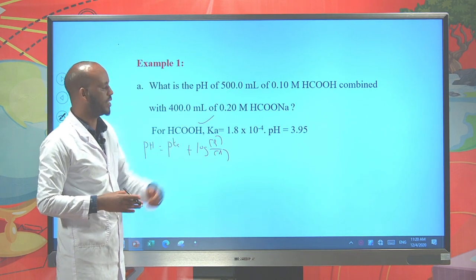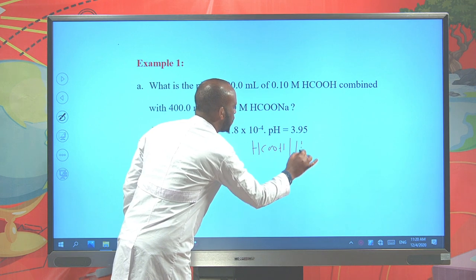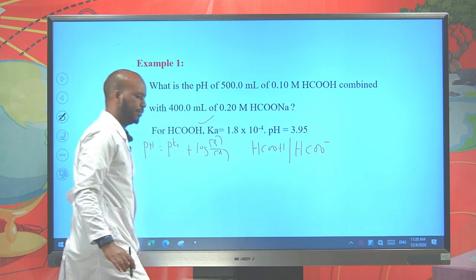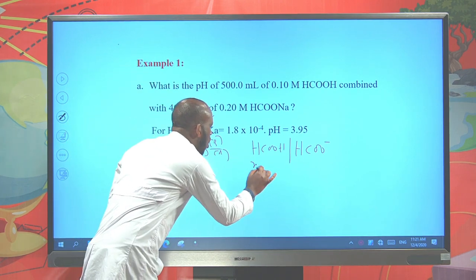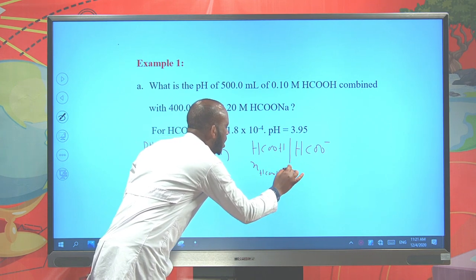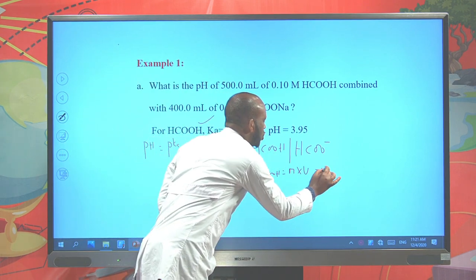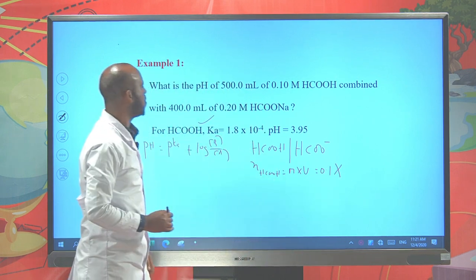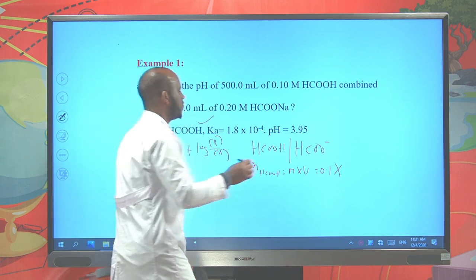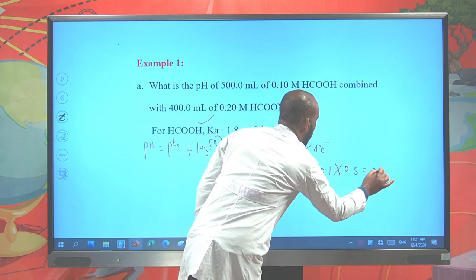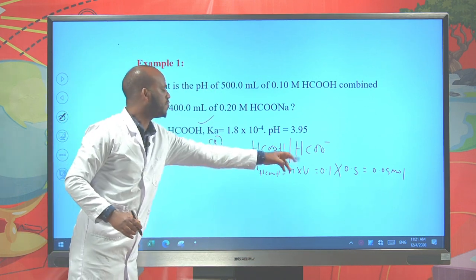Now, this buffer solution contains the weak acid, formic acid, HCOOH, and its conjugate base, formate ion, HCOO minus. The amount of formic acid is the number of moles of formic acid, HCOOH, equal to molarity times volume. Molarity of formic acid is 0.1 mole per liter times volume of 500 milliliters. You have to convert it into liters, which is 0.5 liter. 0.1 times 0.5 equals 0.05 mole. This is the amount of formic acid mixed with formate ion.